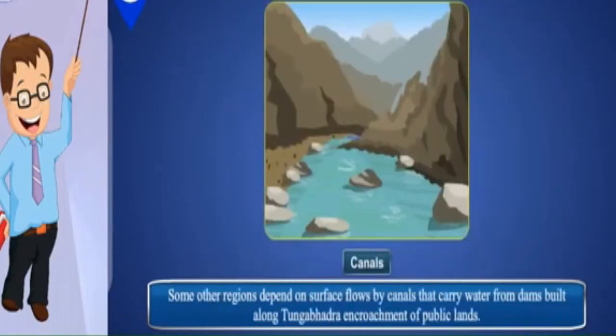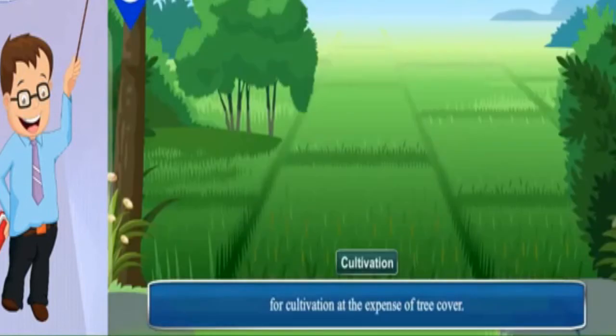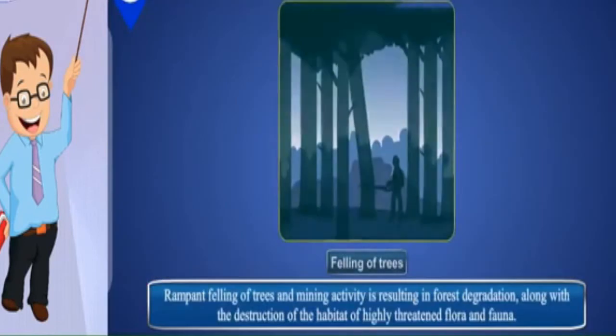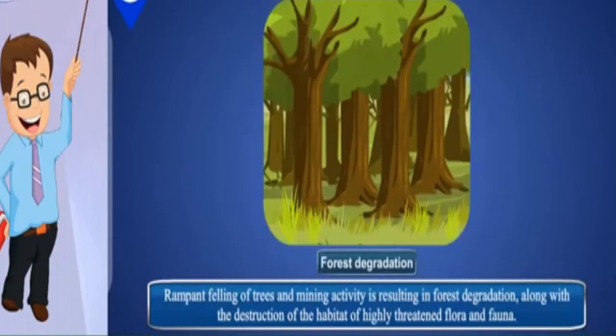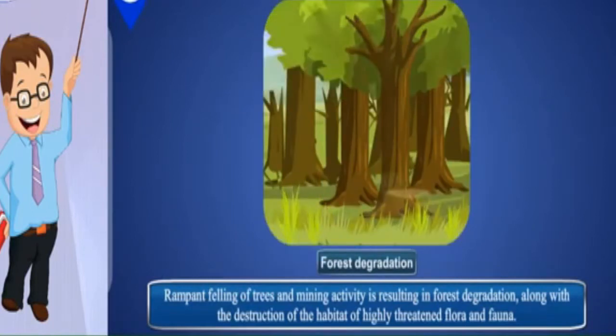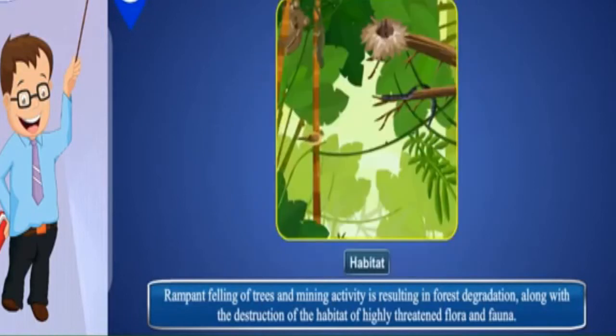Some other regions depend on surface flows by canals that carry water from dams built along Tungabhadra. Encroachment of public lands for cultivation at the expense of tree cover, rampant felling of trees and mining activity is resulting in forest degradation, along with the destruction of the habitat of highly threatened flora and fauna.